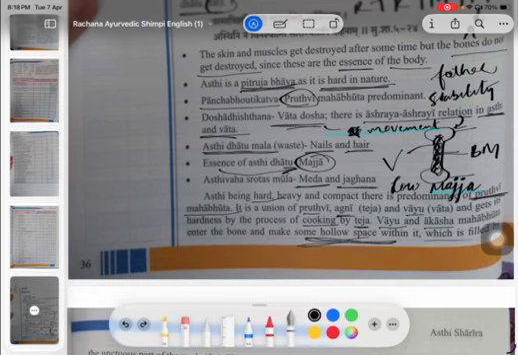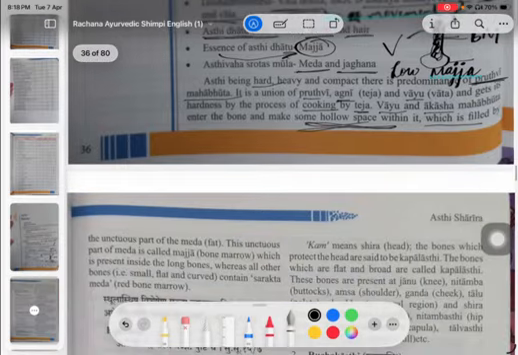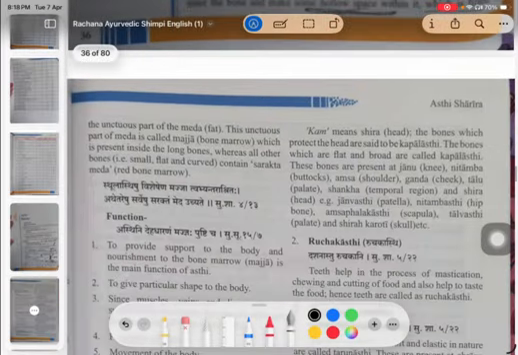and which is filled by the unctuous part of the meda, right? This unctuous part of meda is called Majja. Like I already explained, the Ashrashri Bhav as well, which is present inside the long bones, whereas all other bones like small, flat, curved, they contain Saraktamed, red bone marrow.